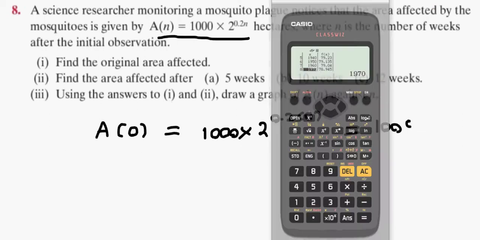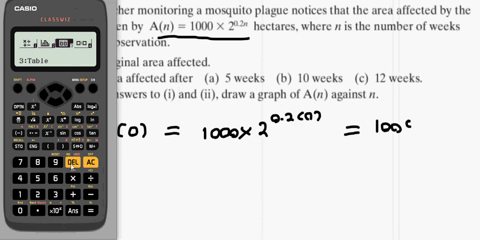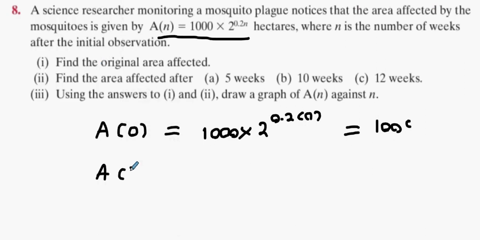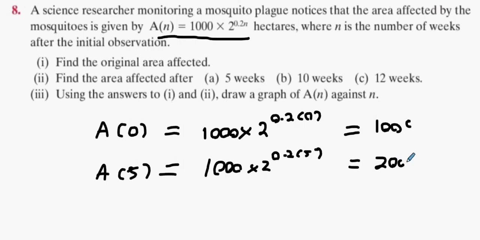Now, once again, I'm going to be quite lazy here. What am I going to do? I'm going to go to my beloved table function. And I'm going to put in 1,000 multiplied by 2 to the power of 0.2 x. I'm going to start at 0, end at 20, and do steps of 1. Now I can read off my answer for 5 straight away, can't I? Where's the answer for 5? Answer for 5 is 2,000. So A5 equals 1,000 multiplied by 2 to the power of 0.2 times 5, which equals 2,000. Alright, what's A10 then?